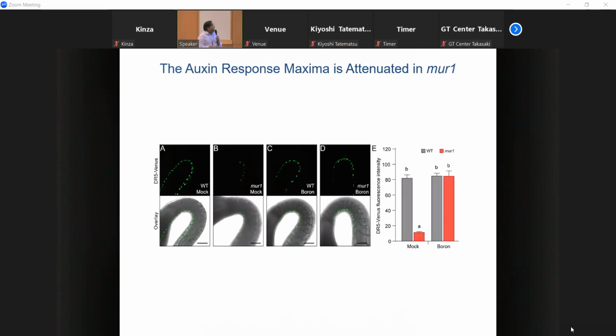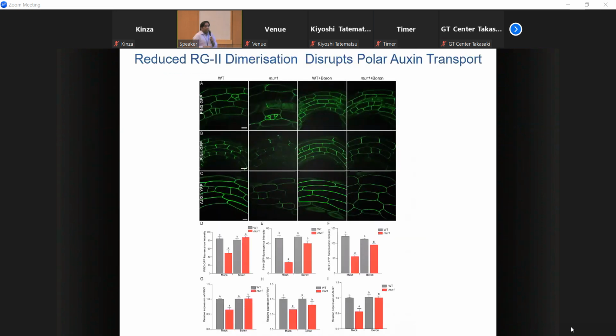And when you provide boron, it significantly goes like wild type. But this auxin response maxima is maintained by polar auxin transport machinery, which involves PINs and AUX1. So I checked the PIN3, PIN4, and AUX1 protein levels, and I found that all three decrease in mur1, and in the presence of boron, they go high.